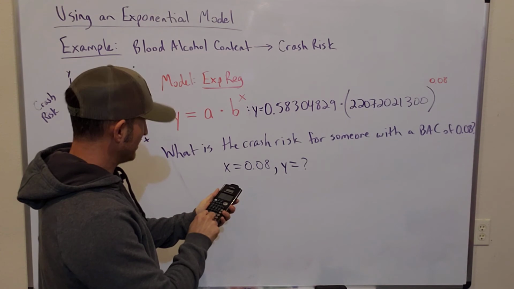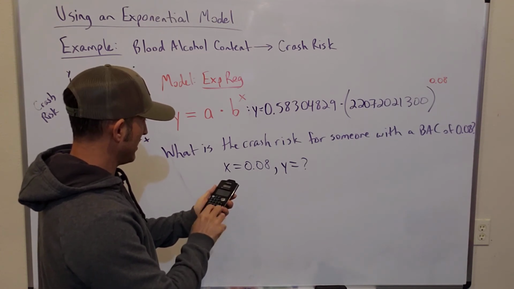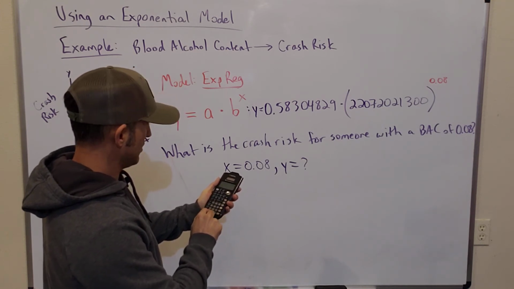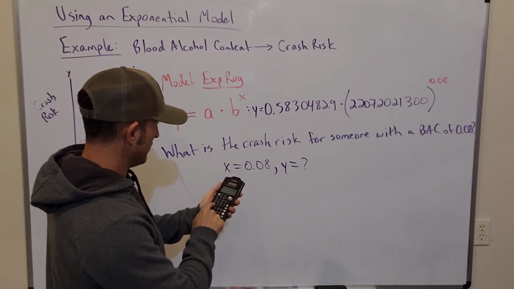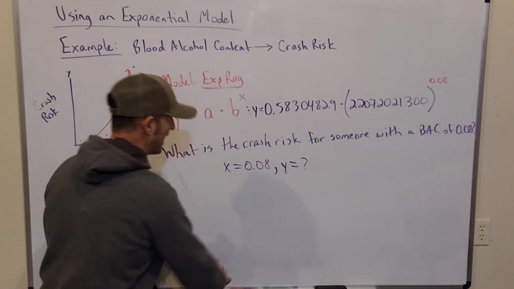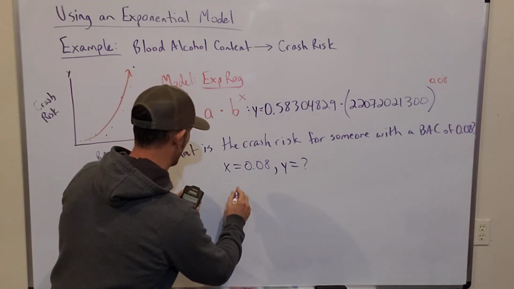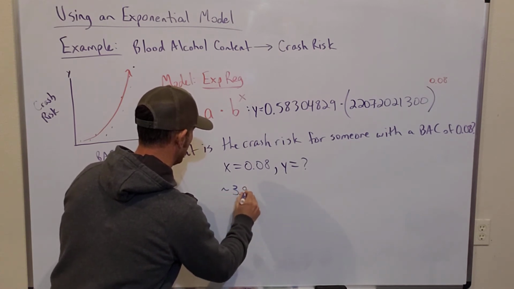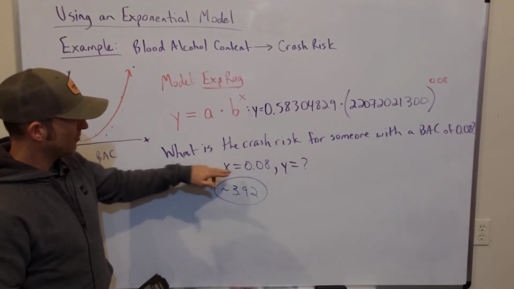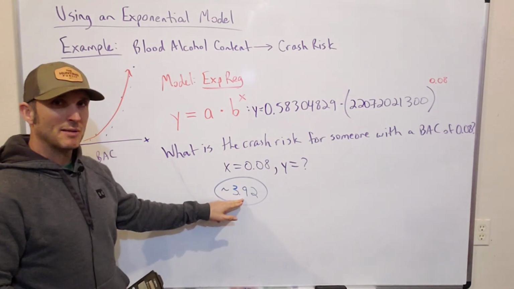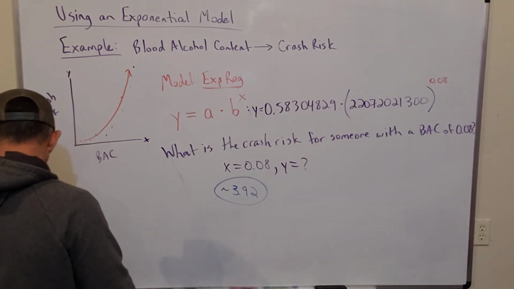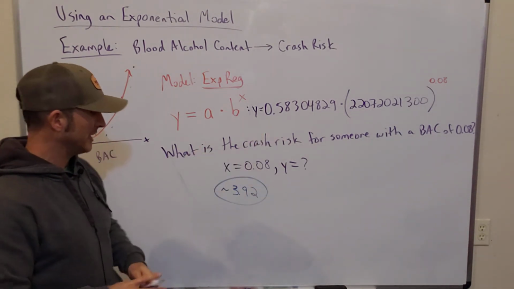So I've got 0.5830489 times 22072021300 to the 0.08 power. And it looks like, in that case, I get approximately 3.92. What that means is someone with a blood alcohol content of 0.08 is almost 4 times more likely to crash than someone with a 0 blood alcohol content. Let's see how this plays out if we increase the blood alcohol content.